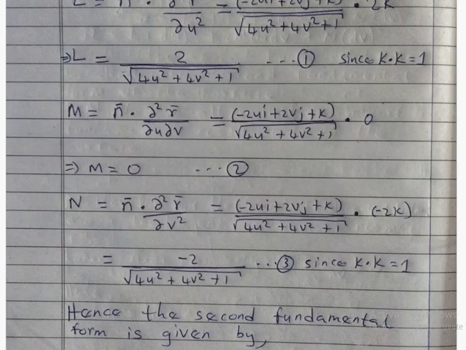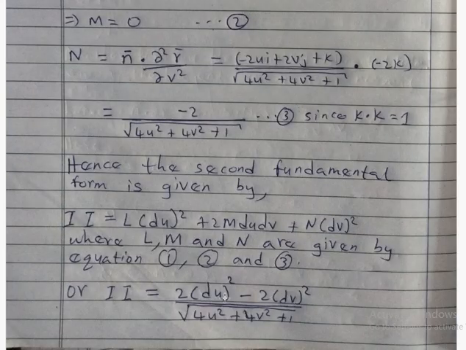Then it simplifies to, you can see the common denominator there is the square root of 4u squared plus 4v squared plus 1, and therefore we are going to have twice the square of du plus 0 du dv minus twice the square of dv, which simplifies to twice the square of du minus twice the square of dv divided by the square root of 4u squared plus 4v squared plus 1, which gives us the second fundamental form of that surface.